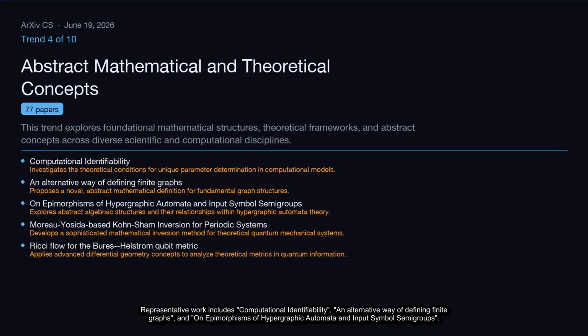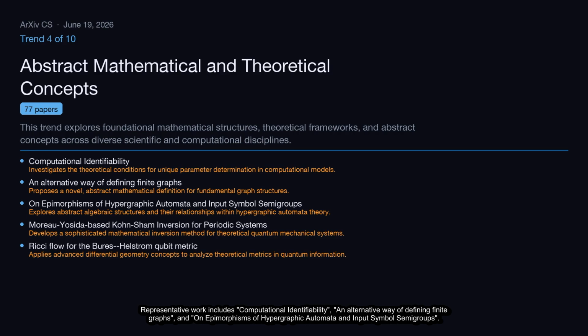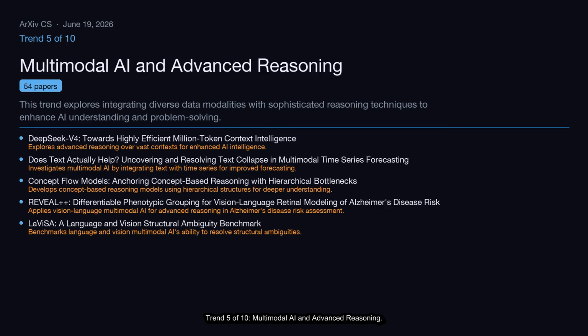Representative work includes computational identifiability, an alternative way of defining finite graphs, and on epimorphisms of hypergraphic automata and input symbol semigroups.